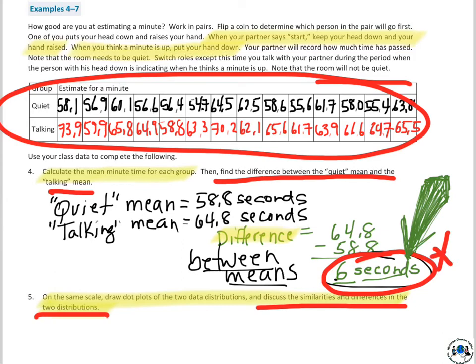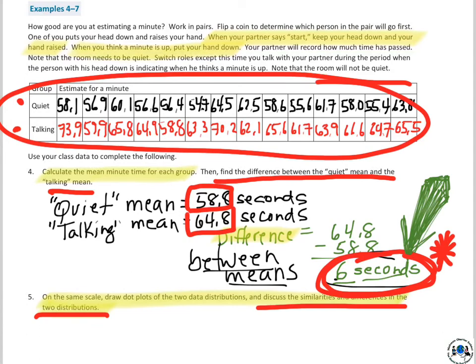Now, that would mean that quiet estimation is much more efficient, or much better, than talking estimation. Because for quiet, the mean was 58.8 seconds, which is only 1.2 seconds away from a minute, whereas the talking mean was a whole 4.8 seconds away. So this 6 seconds is the difference between those two means.